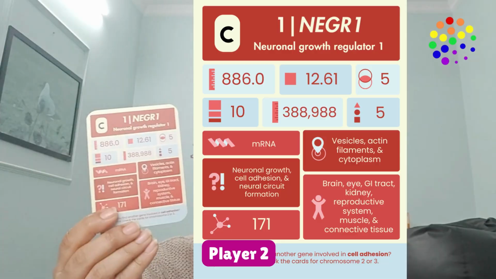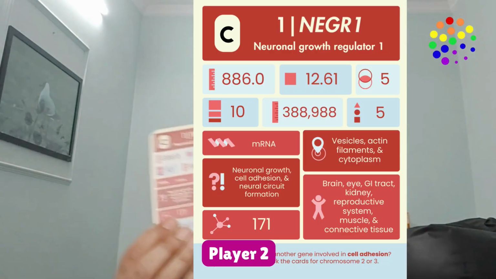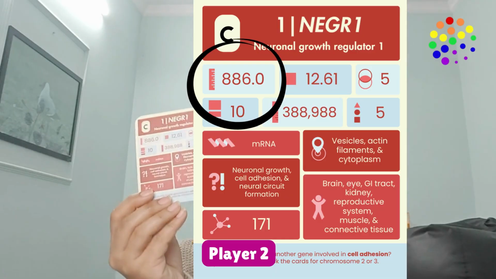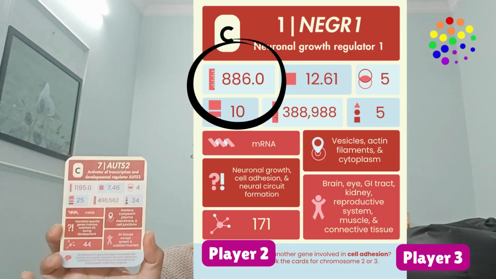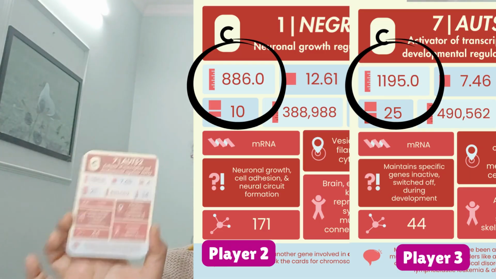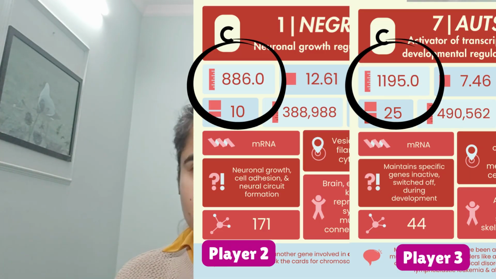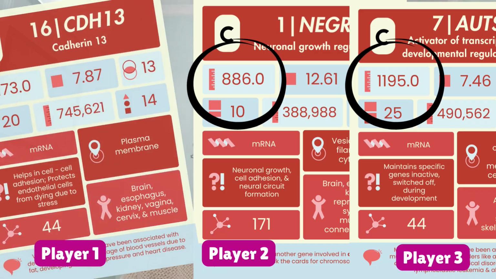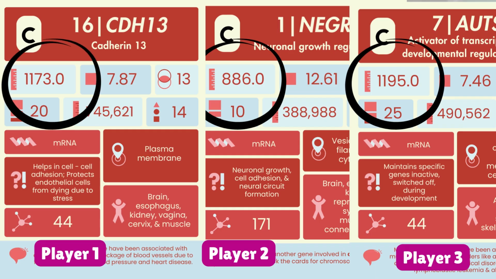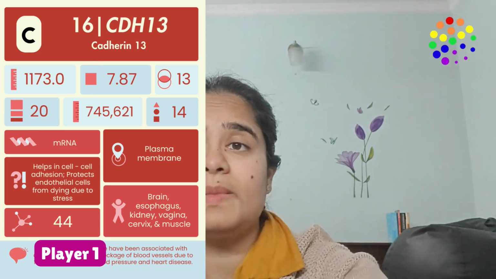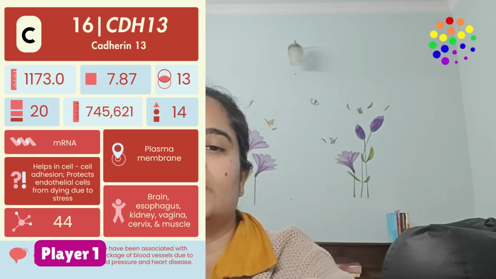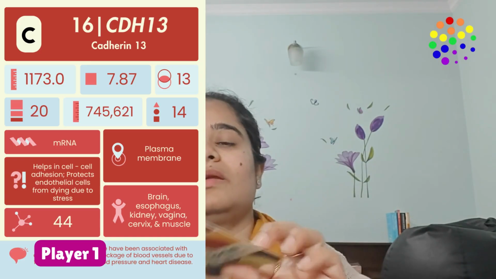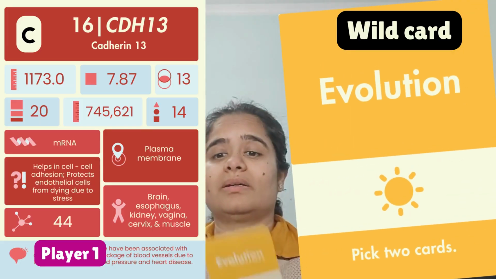Let's look at the card of the second player in the next round. It's this one. In this case, 886 is the gene length which the player is selecting. So for the next player, the value is 1195. So this person is going to win unless, let's see what the third person has. Now player has 1173, which is lesser than the previous card's value. Now this player again will pick up a card from the pile, and hey, we have another wild card, evolution.